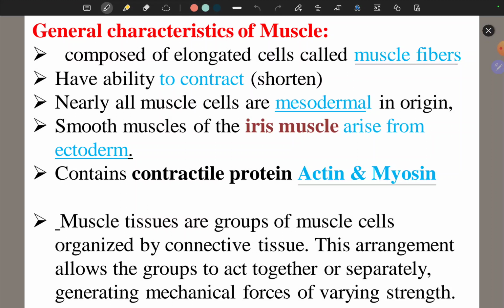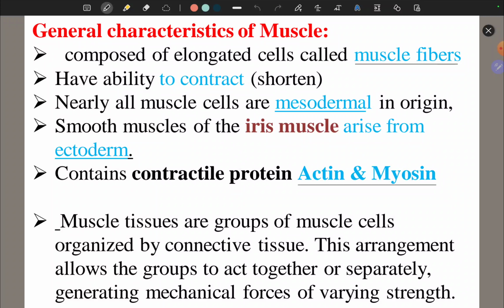They have the ability to contract, and embryonically they are mesodermal in origin, except for the smooth muscle of the iris, which is called the pupillary muscle, which dilates and constricts the diameter of the pupil, and is ectodermal in origin. Other muscle is mesodermal, except for the smooth muscle of the iris.